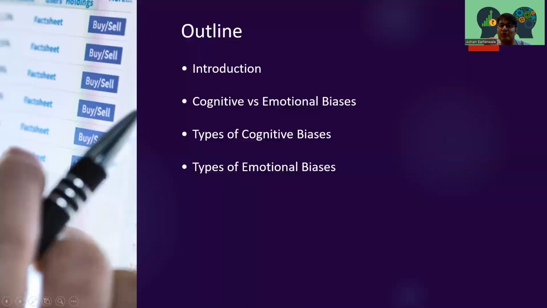So this is just a basic outline of what we'll discuss in today's video. I had an introduction with you about why this is required. Basically, there are two types of biases: cognitive bias and emotional bias. We'll understand what cognitive biases and emotional biases are one by one. First we'll have a basic comparative study between cognitive and emotional bias, and then we'll understand all the items bucketed under each of the categories.